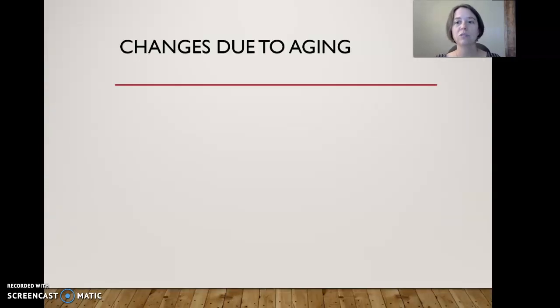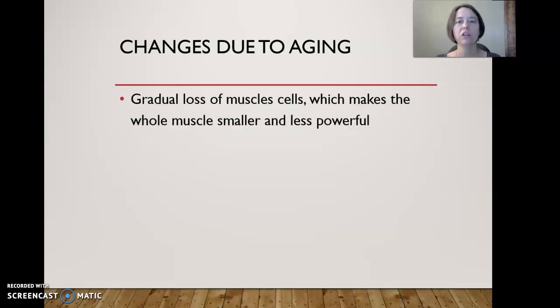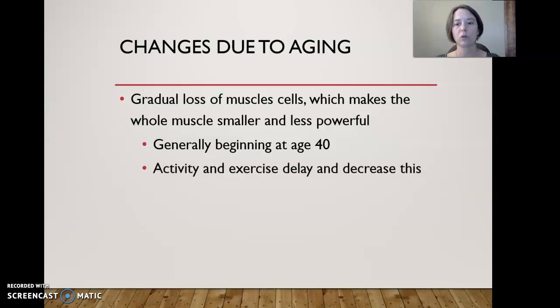So what happens to the muscular system as we age? Well, there is a gradual loss of muscle cells, which makes the whole muscle smaller and less powerful. And this happens at about age 40. So if you have fewer muscle cells, you are going to have a smaller muscle, and your muscle is going to be less powerful than it was before.